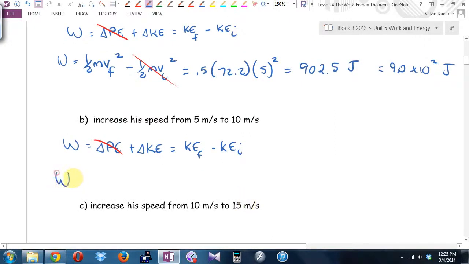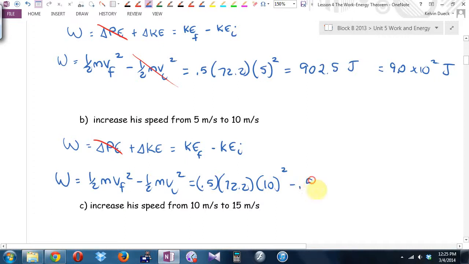In fact, the amount of work to go from 5 to 10 is going to be a half mv final squared minus a half mv initial squared. It's going to be a half m, 72.2, v final 10 squared, minus a half m v initial squared. Even though it's the same 5 meter per second increase, I don't think you get 902.5.